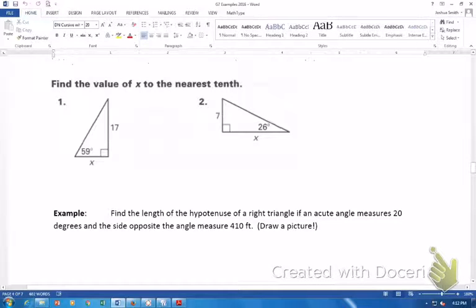Okay, find the value of x to the nearest tenth. We know this angle. We know these sides. Take a second, see if you can figure out which trig equation to write and how to solve it. And same thing with number 2 as well. When you're done with number 2, start the video back up and see if you're right.